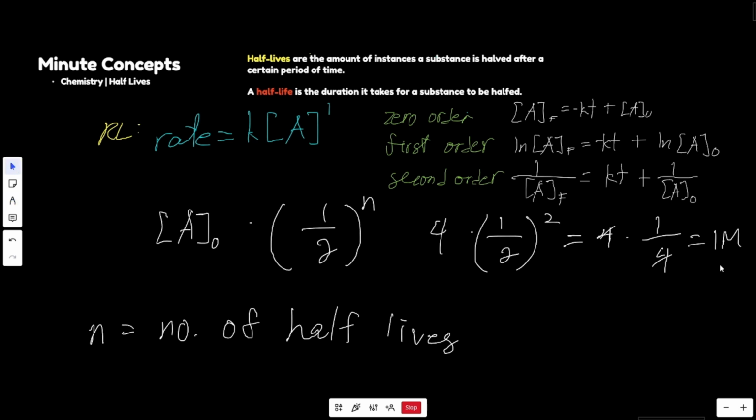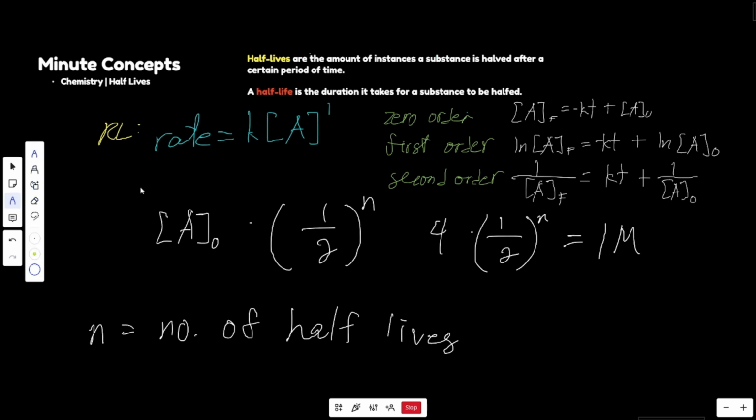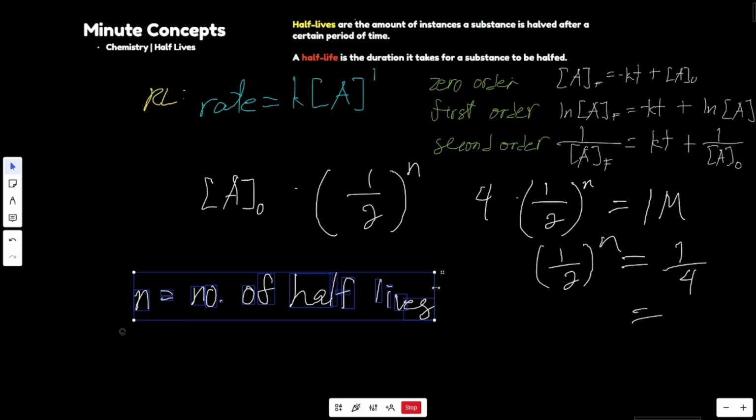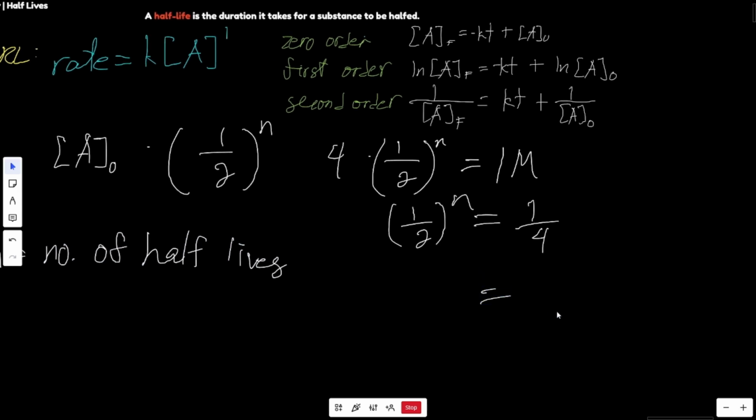Now, of course, we can reverse engineer this. We can say, for example, that we don't know the amount of half-lives, but we do know that it's equal to 1 molar, like after a certain amount of time. Well, what we can do here is divide both sides by 4, so that we are left with 1/2 to the power of n on the left side, and we could apply common log. While not exactly necessary, this is the formal way of solving for this.